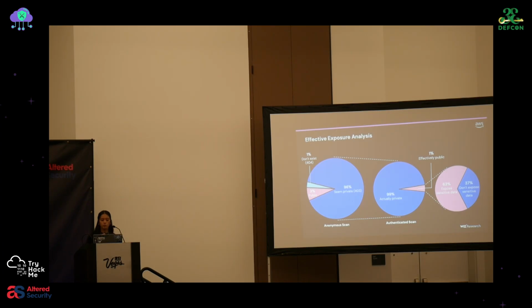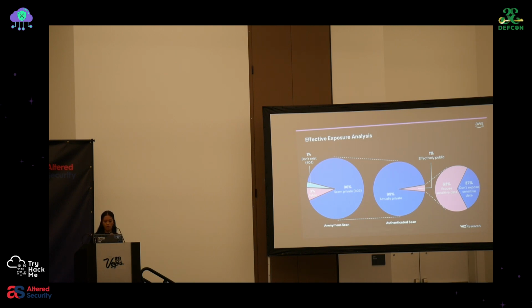So we start with the anonymous scan, which gives us 96% that seem private as they returned a 403 message. And then we move next to the authenticated scan, in which we discovered that 99% of them were actually private, but 1% were effectively public, meaning that the response has changed and we were able to list and get objects from it. And the most important or maybe interesting thing that we discovered after analyzing the results is that the majority of the effectively public were misconfigured and exposed sensitive data, such as API keys and secrets, PII such as health records, and also bank account numbers and credit cards.